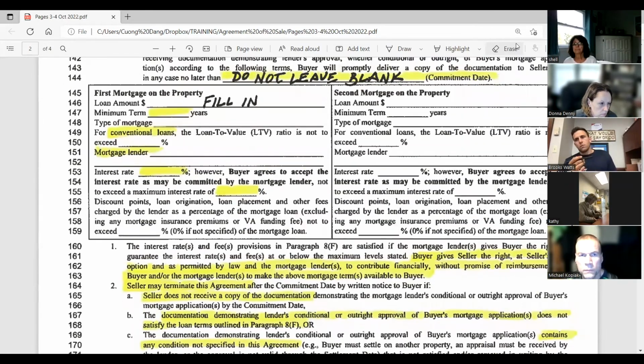Okay. So mortgage lender, interest rate is blank %. However, buyer agrees to accept the interest rate as may be committed by the mortgage lender, not to exceed a maximum interest rate of blank %. So the rates are fluctuating these days. They always are. And you always want to have a good spread in there.